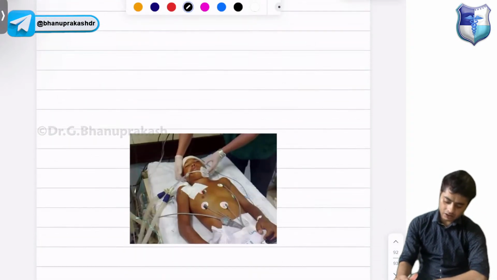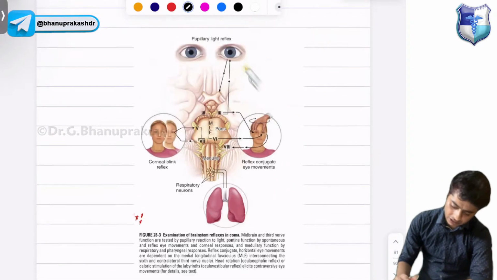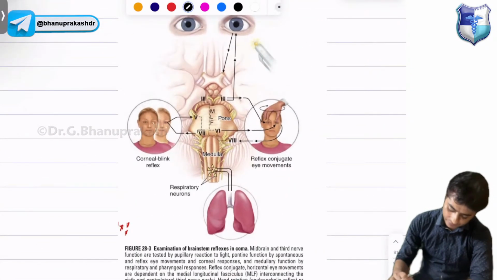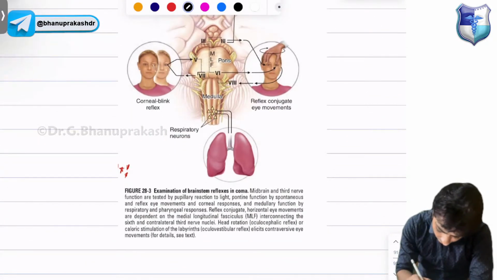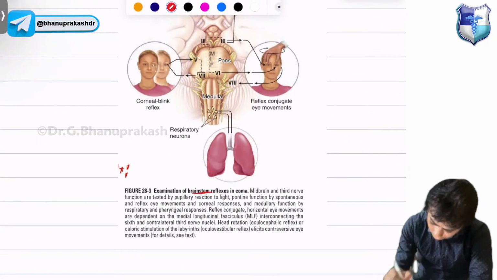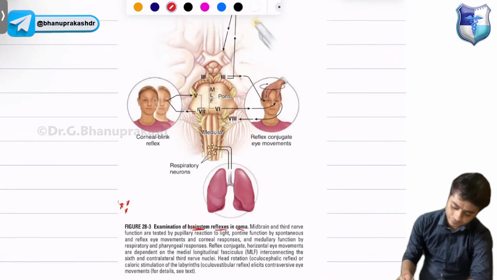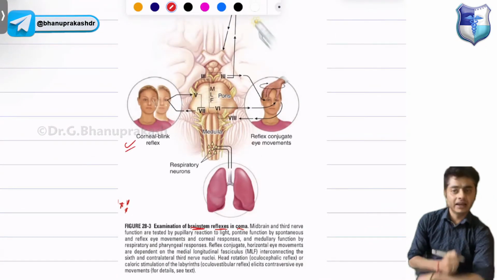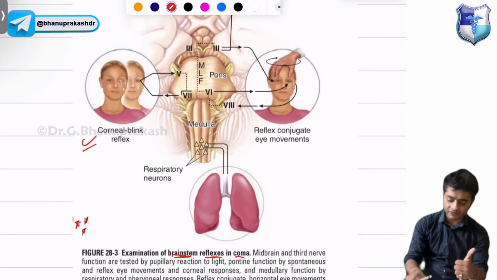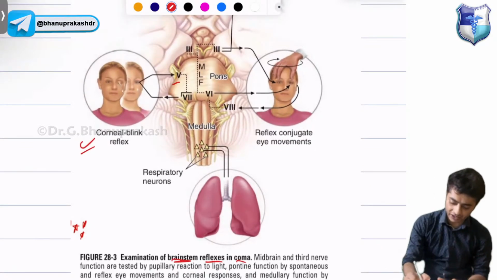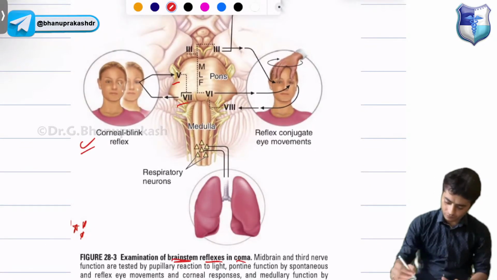Now just see, this is an image given in Harrison of brainstem examination of brainstem reflex in coma. One is your corneal blink reflex. Yes, sir, we have understood about corneal blink reflex. That is done by your 5th and 7th nerve.